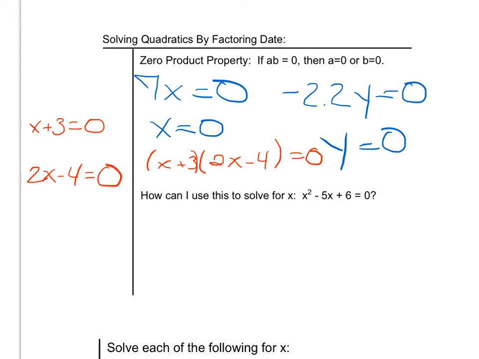Well, these are just basic linear equations. I know how to solve these. I could subtract 3 from both sides, and for this equation that means x equals negative 3. From this equation I would add 4 and then divide by 2, getting x equals 2 for my 2 solutions.